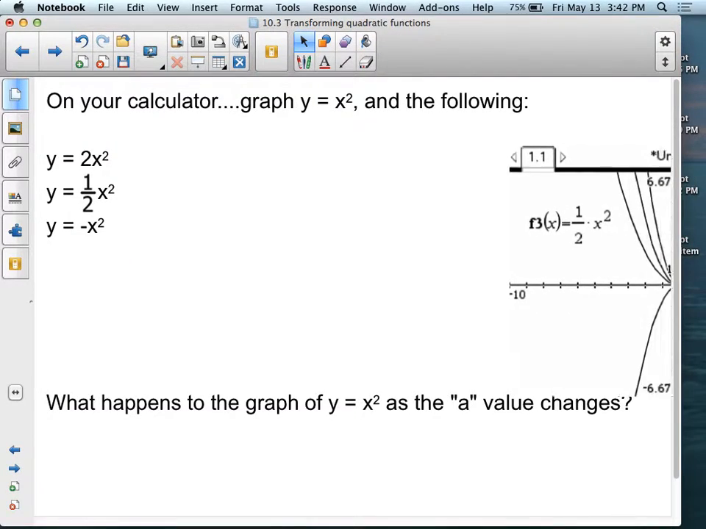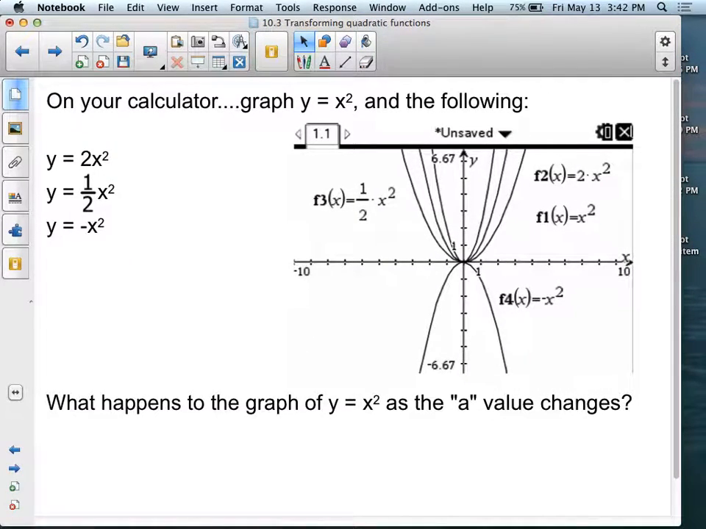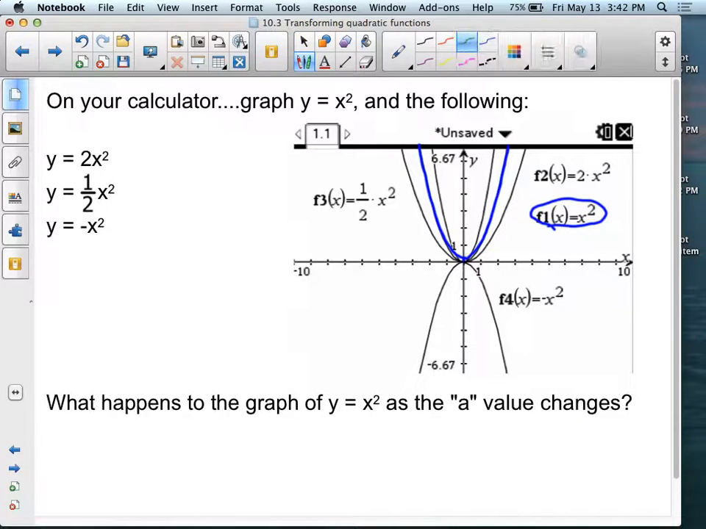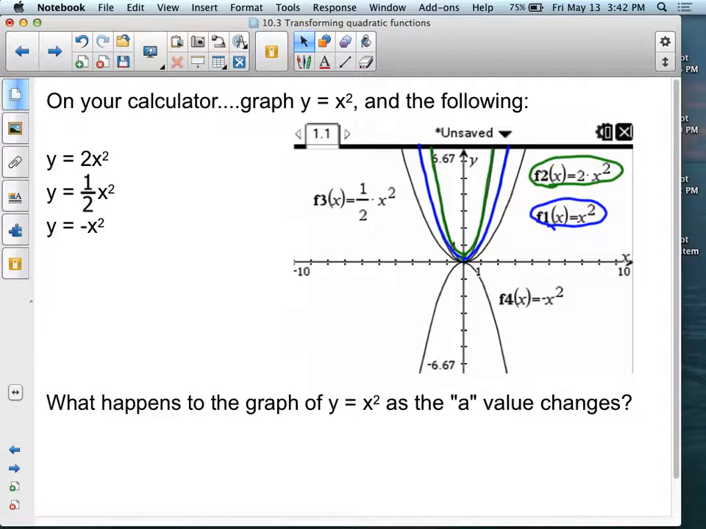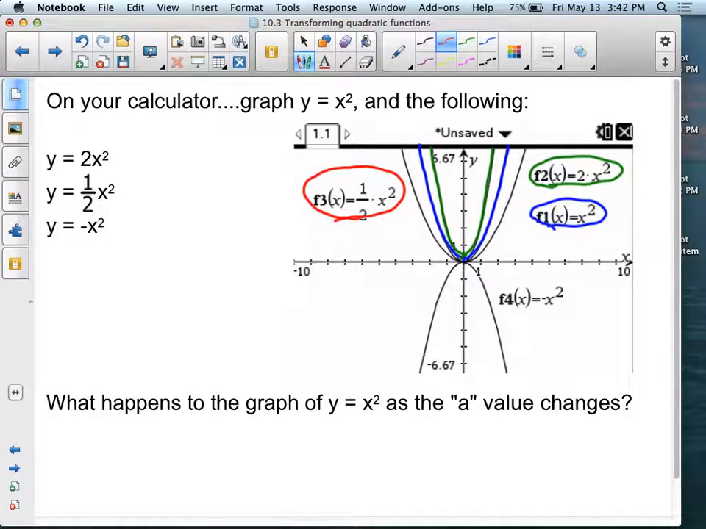Okay, let's see. Did your graphs look like these? Hopefully they did. You might notice that we started with the x squared graph, and your x squared graph was this one right here. When you graphed your next one, y equals 2x squared, did you find that the graph went in here? When you graphed your third one, your graph appeared a little bit wider, perhaps. In our last one, it looks like it flipped over the axis.